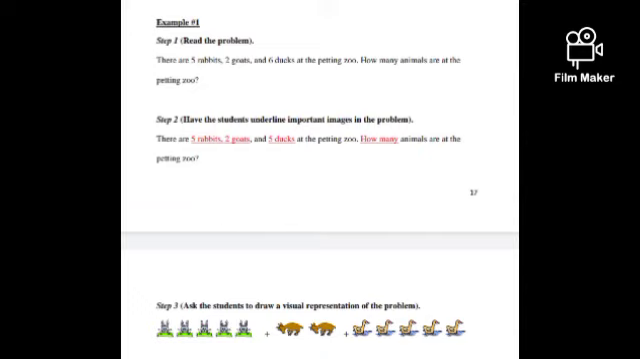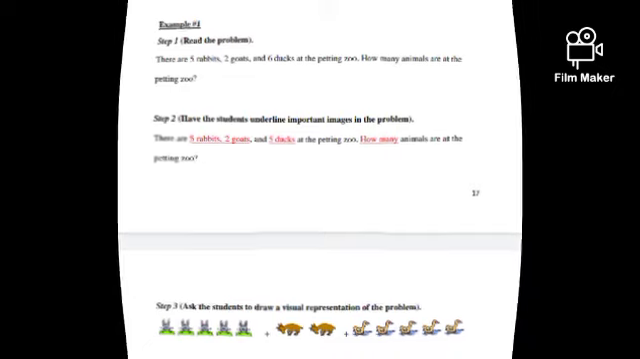Third step is for the students to now draw a visual representation of the problem. It is in this step that learning mathematics can be more fun for young learners because they will actually draw 5 rabbits, 2 goats, and 5 ducks. And for the question how many, the operation addition represented by the symbol plus is written between 2 groups of animals, between the groups of 5 rabbits and 2 goats, and between the groups of 2 goats and 5 ducks.